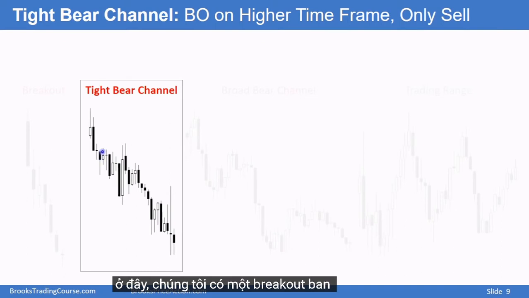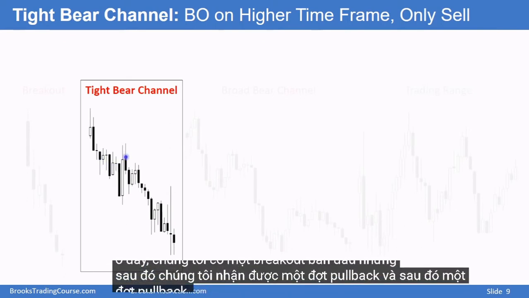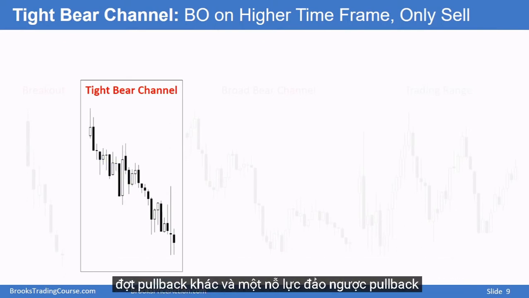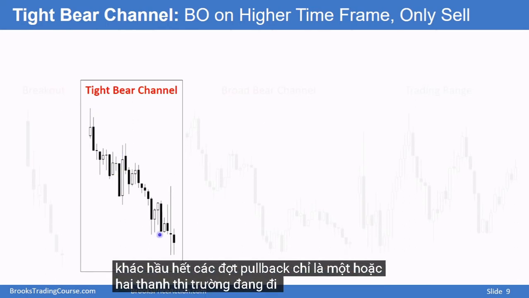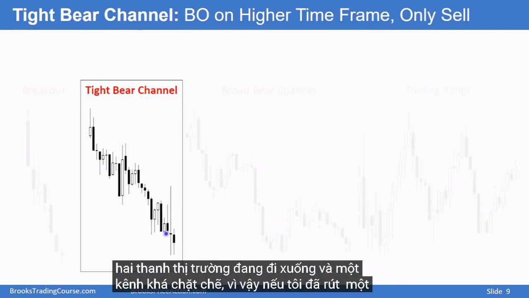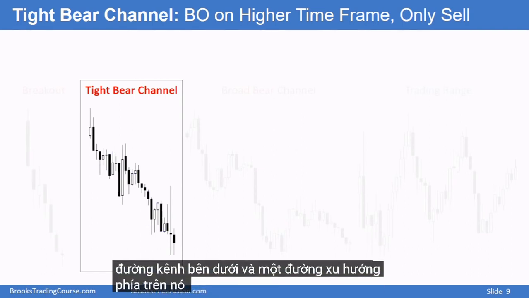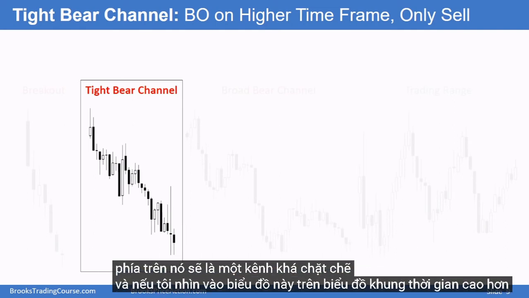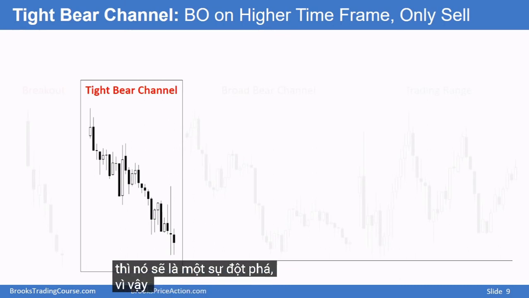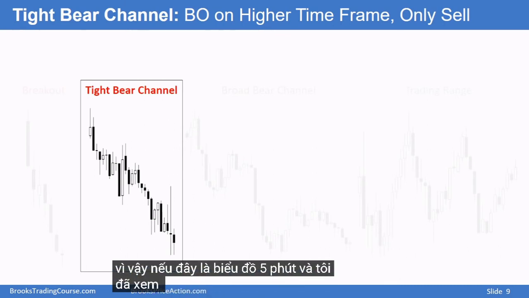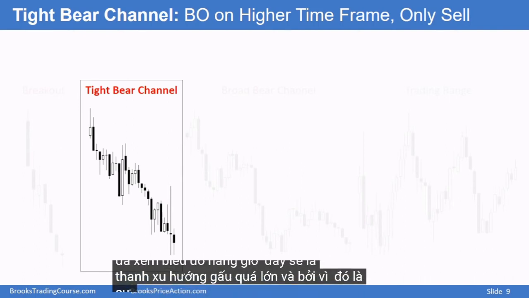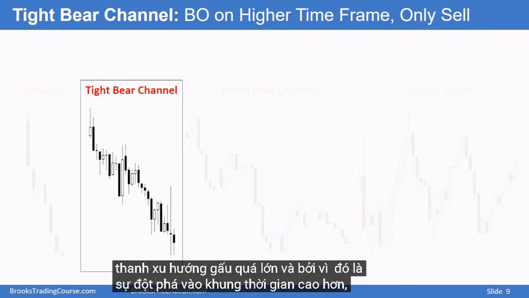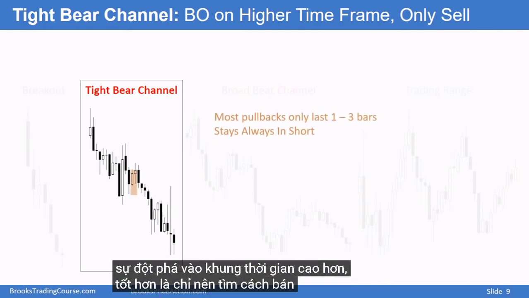Here we have a breakout initially, but then we get a pullback, and then another pullback, and another pullback, reversal attempt. Most of the pullbacks are only a bar or two. The market is going down in a fairly tight channel, so if I drew a channel line below and a trend line above, it would be a pretty tight channel. And if I look at this on a higher time frame chart, it's going to be a breakout. So if this is a 5-minute chart, and I looked at an hourly chart, this would be 2 big bear trend bars. And because it's a breakout on a higher time frame, it's better only to look to sell.